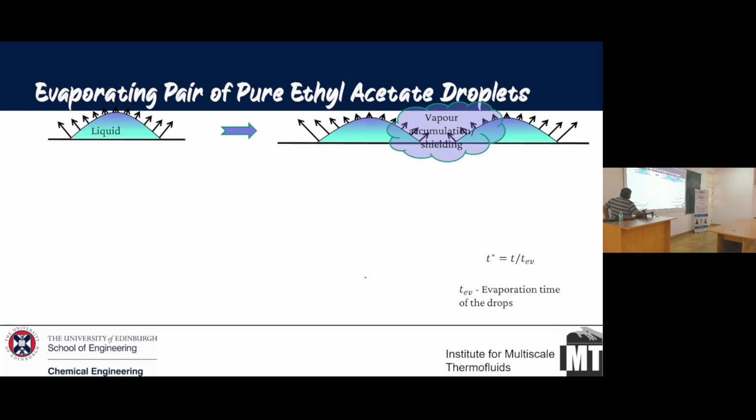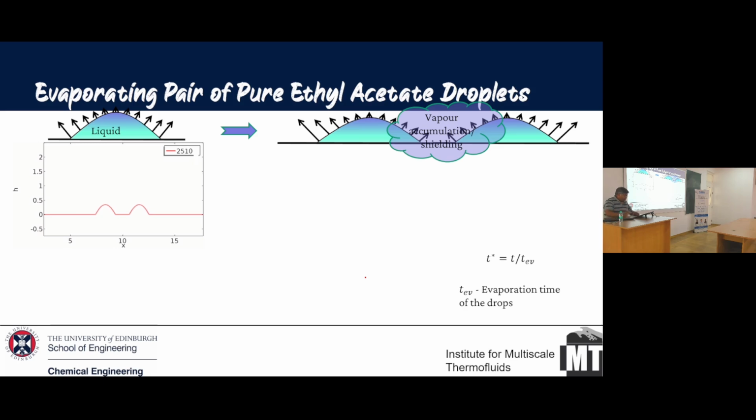Okay, so now the first thing Debrishie did is we looked at pure ethyl acetate droplets, and the reason we have looked at pure ethyl acetate droplets was because it was easier to do experiments with it. Okay, now if you have a single droplet and if you have multiple droplets, there is a difference. In case of multiple droplets, you have a region close to the droplets where there is vapor accumulation, and that will suppress evaporation at a later stage. Okay, and it is called vapor shielding. This is basically the vapor shielding effect going on in between the droplets.